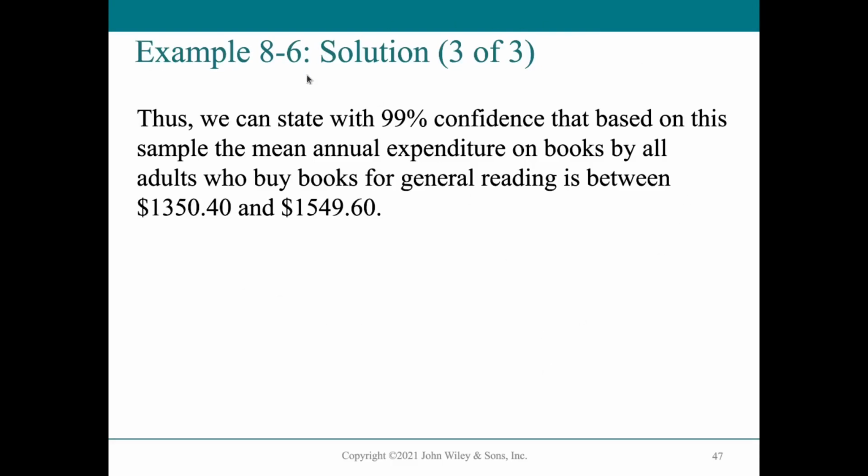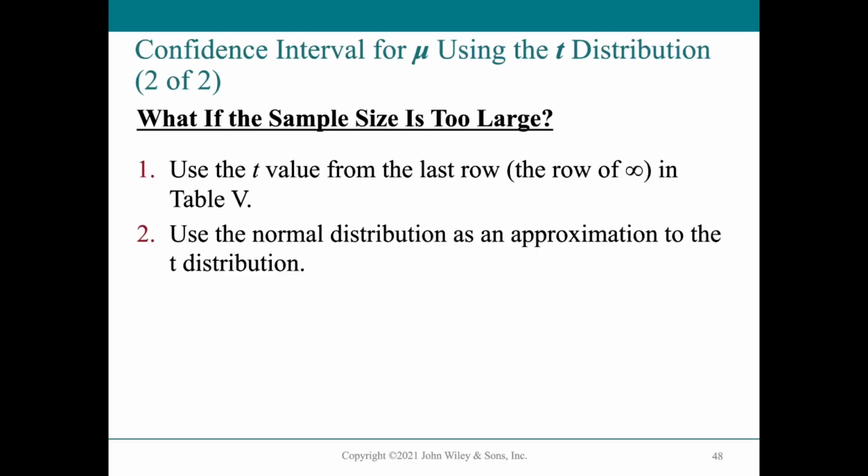So again, the statement for the answer here is, and if you haven't noticed yet, when we answer statistical problems like this, we must also include the percent confidence. So we can state that we are 99% confident that the annual expenditure by all adults who buy books is between 1,350.4 and 1,549.6. So that's our final conclusion.